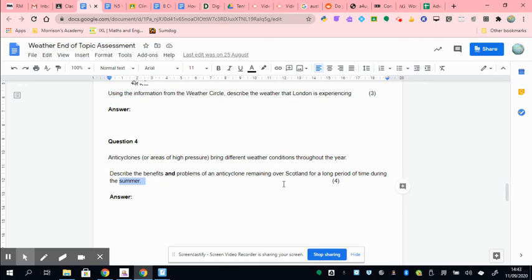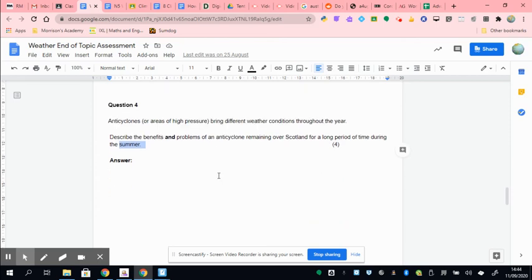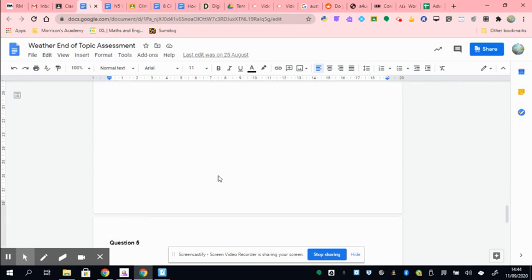Okay, so 4 points where you fully develop telling me how the weather that comes with an anticyclone affects Scotland, the benefits and problems.